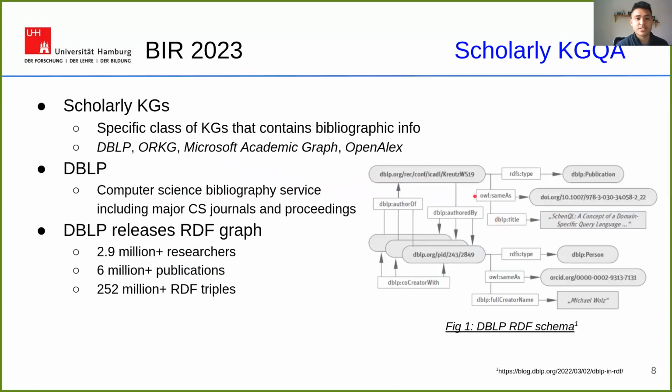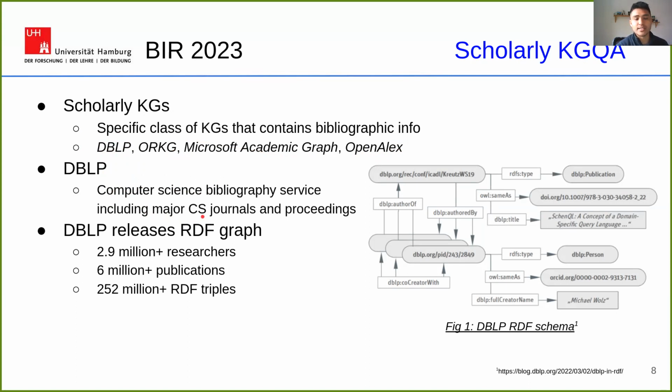A scholarly knowledge graph is a specific class of knowledge graph that contains bibliographic information. A few examples are DBLP, ORKG, Microsoft Academic Graph, and OpenAlex. Here we particularly focus on DBLP. DBLP is a computer science bibliography service, which includes bibliographic information about major computer science journals and proceedings.